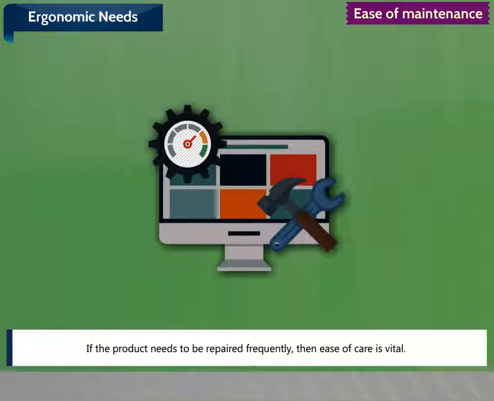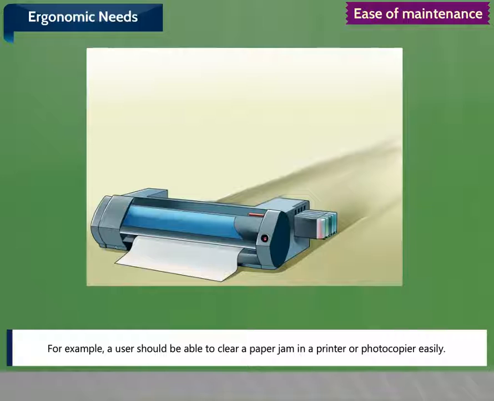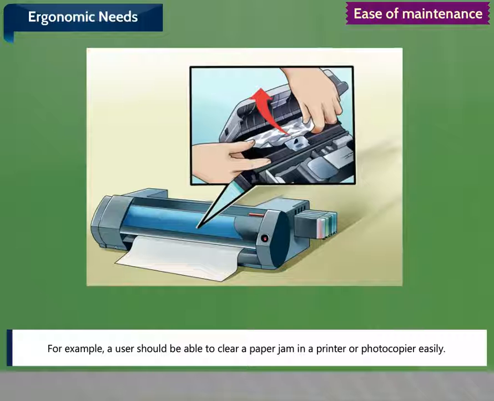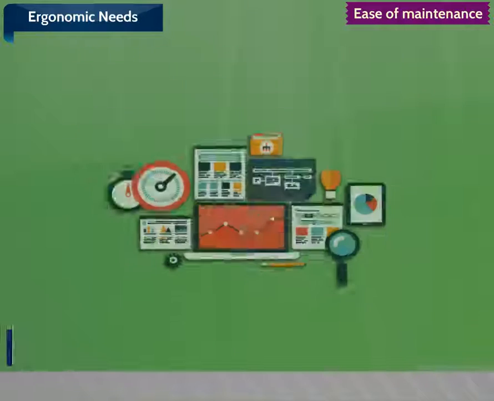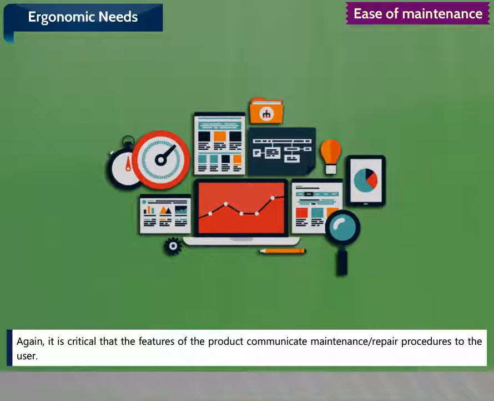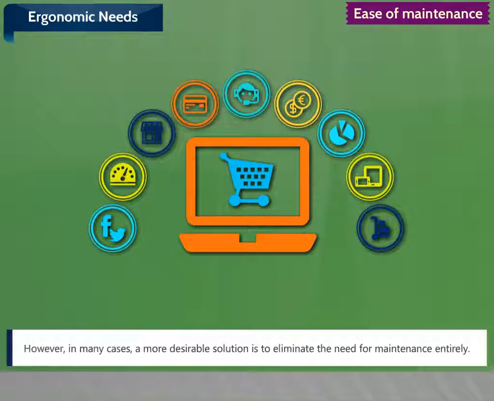Ease of maintenance. If the product needs to be repaired frequently, then ease of maintenance is vital. For example, a user should be able to clear a paper jam in a printer or photocopier easily. Again, it is critical that the features of the product communicate maintenance or repair procedures to the user. However, in many cases, a more desirable solution is to eliminate the need for maintenance entirely.